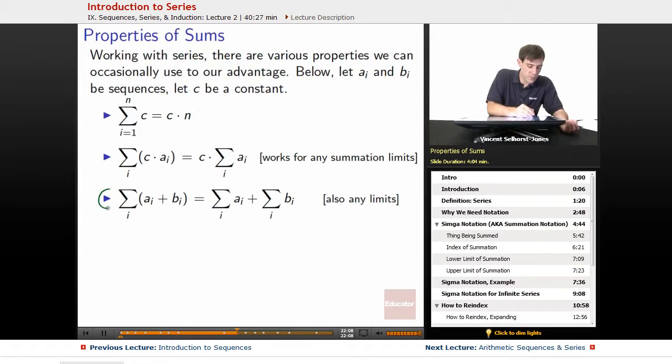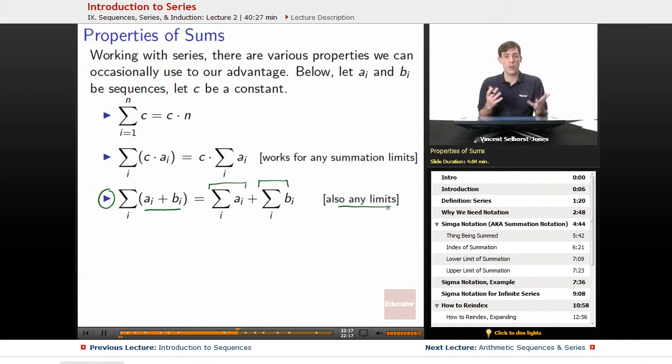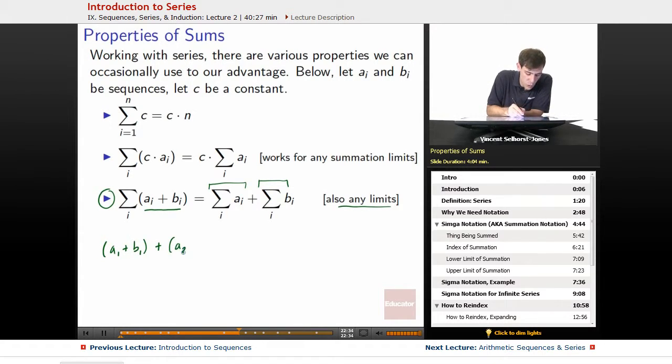Final idea, if we've got addition, a_i plus b_i, we can break that into two separate series added together. And once again, this will work with any limit, so that's why we don't have a lower limit or an upper limit, just an index, because this will work with any limits whatsoever, even infinite series. So if it's the series of a_i plus b_i, that's going to be a_1 plus b_1 plus a_2 plus b_2 plus a_3 plus b_3, and it's just going to continue on in that format.